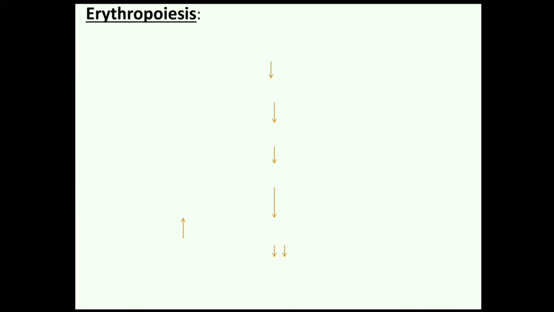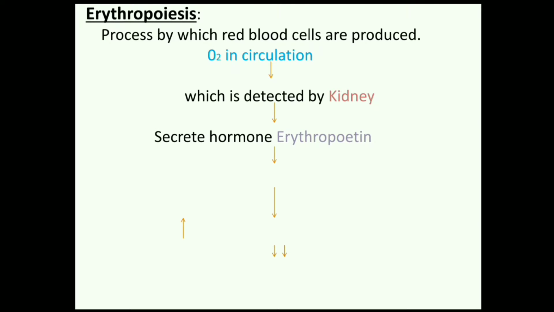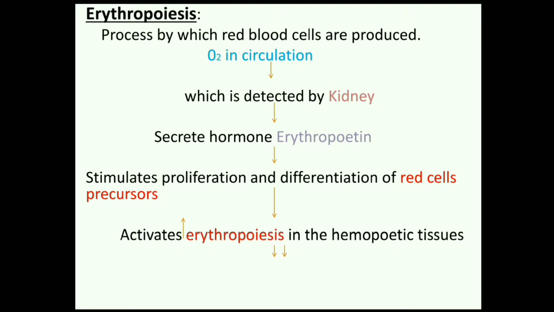Erythropoiesis. It is a process by which red blood cells are produced. It mostly occurs in bone marrow. The presence of O2 in circulation is detected by the kidneys, and they secrete a hormone called erythropoietin, which stimulates proliferation and differentiation of red blood cell precursors, then activates erythropoiesis in the hemopoietic tissues, ultimately producing RBCs.